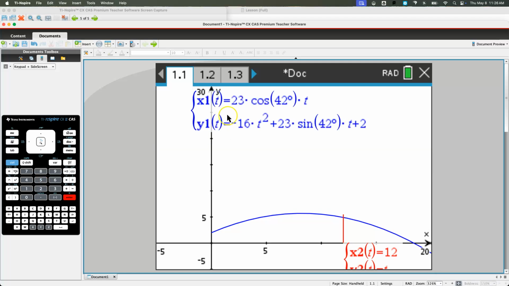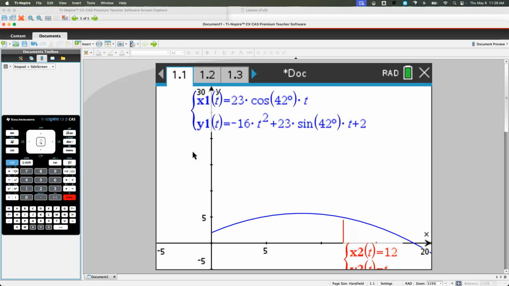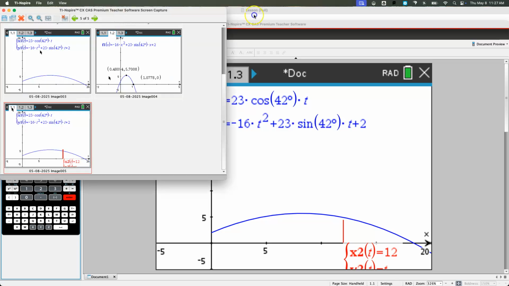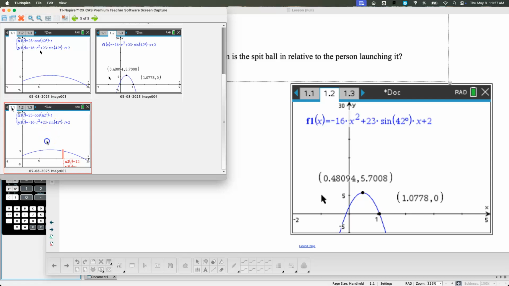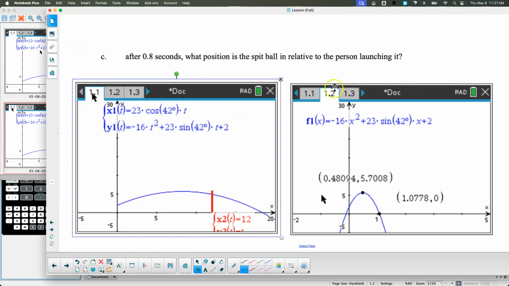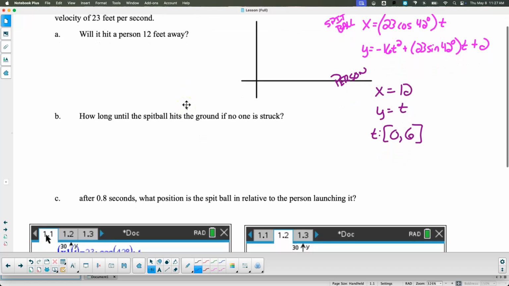Still hit it, but if we're a child, let's say, because hopefully we're not chucking spitballs here at school, like if we're 4.5 feet tall, what happens to that spitball? It goes over the top of us, right? So depending on how tall the person is, it flies over them or not. So will it hit a person 12 feet away? Yep, for sure. We've got enough.